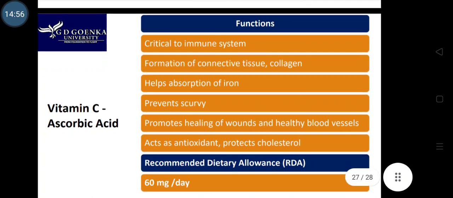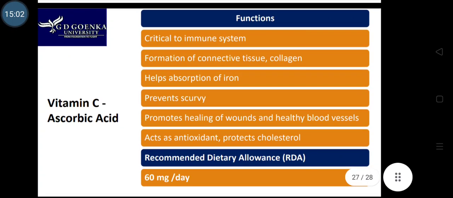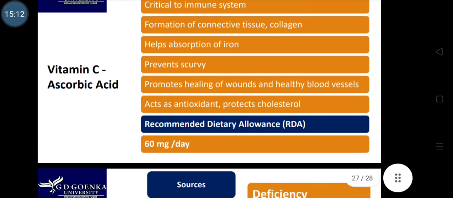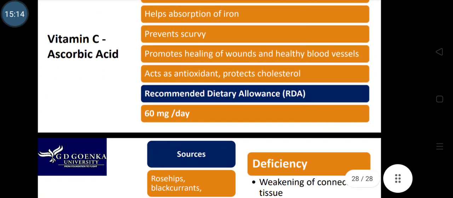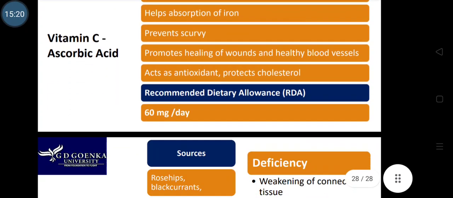Vitamin C is critical to immune system function and to connective tissue and collagen. It has an important role in the formation of connective tissue like collagen. It helps in the absorption of iron, prevents scurvy, and promotes healing of wounds, healthy blood vessels, and acts as an antioxidant, protecting cholesterol. So these are the vital functions. The dietary requirement is 60 mg per day.